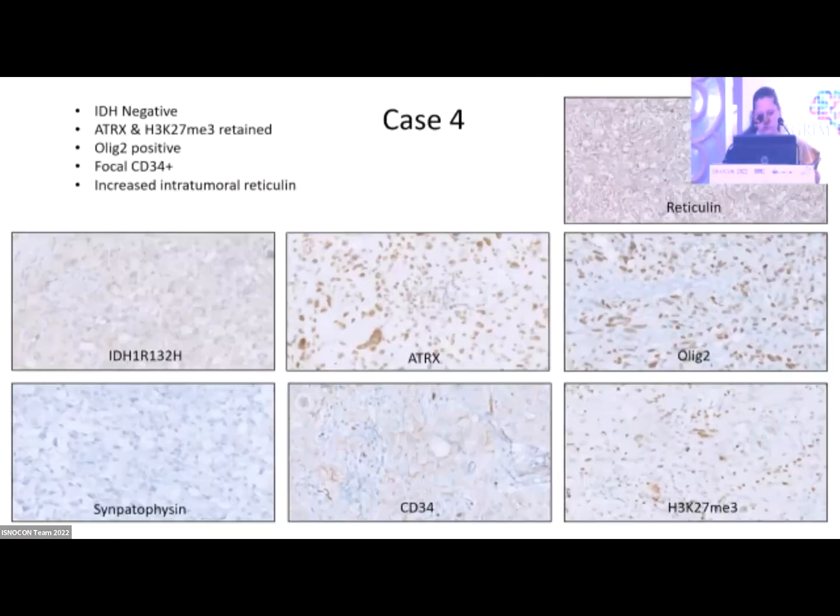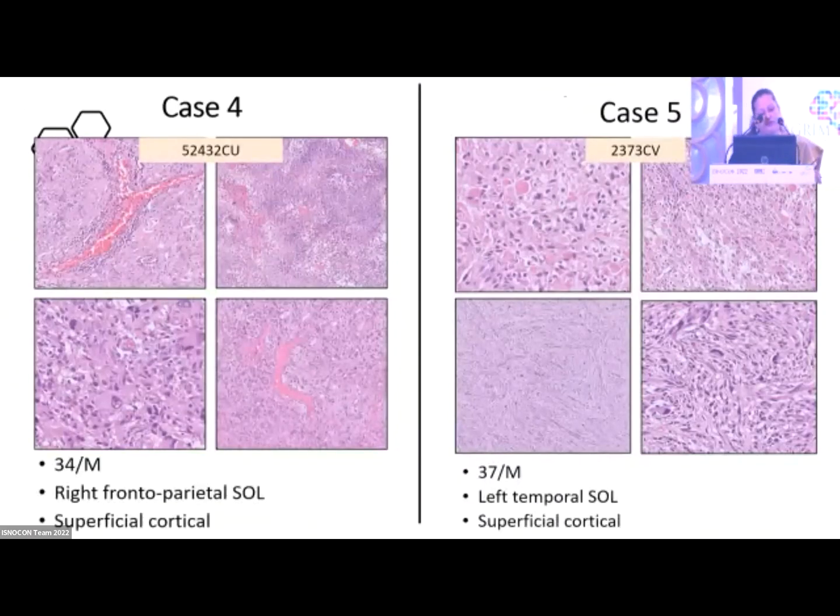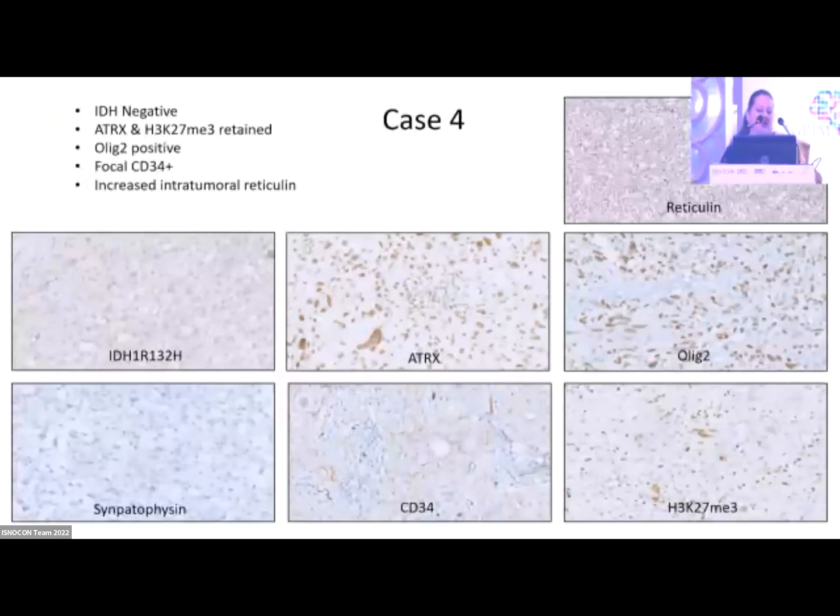Prominent perivascular lymphocytic infiltrate, cells with markedly pleomorphic nuclei, very bizarre cells, some areas of fascicular architecture, and high-grade features in the form of necrosis and MVP. In case 5, again, very similar looking, but the presence of eosinophilic granular bodies and cells with abundant cytoplasm, as well as areas in which the cells were arranged in very fascicular spindled architecture with interspersed multinucleate tumor giant cells.